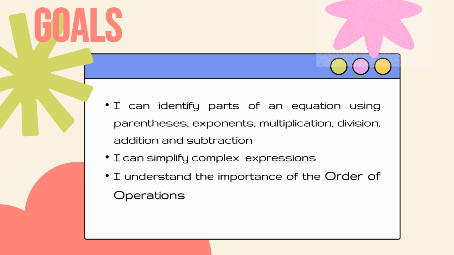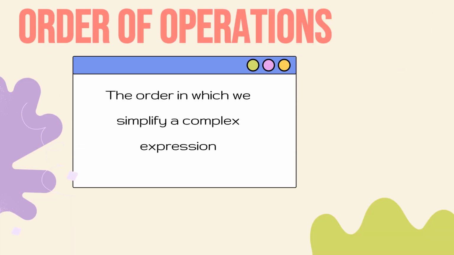Moving on to the goals. Students, as we go through this lesson, our goals are to identify parts of an equation using parentheses, exponents, multiplication, division, addition, and subtraction. You should also be able to simplify complex expressions and finally understand the importance of order of operations and what it is. So, what is the order of operations? It is the order in which we simplify a complex expression.